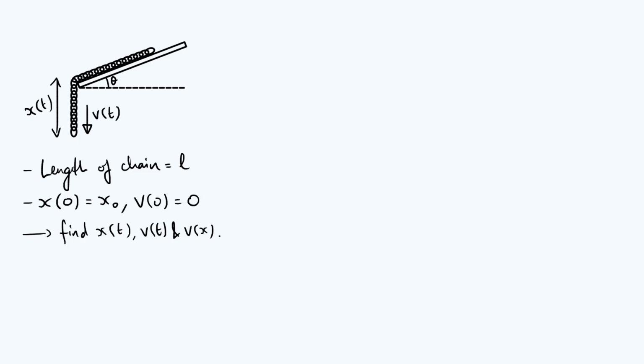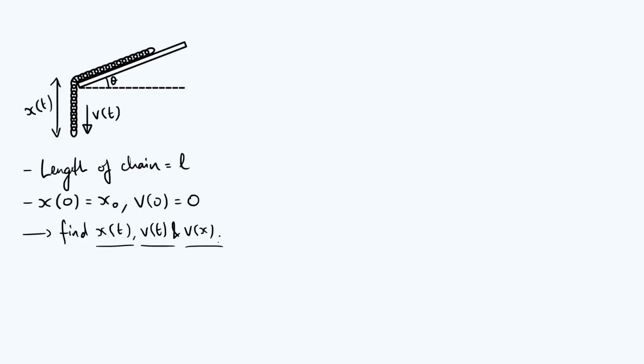So there are three things I'd like to find here. Firstly, x of t, so how the amount of chain hanging down varies with time. Also v of t, so how the velocity of the chain varies with time. And finally, v as a function of x, so the velocity as a function of how much chain is hanging down. Simply because depending on what kind of question you're trying to answer, v of x can sometimes be more useful than v of t.